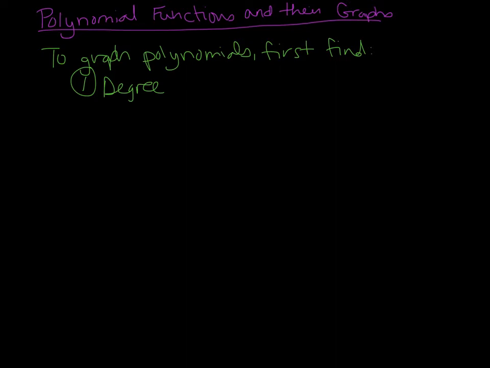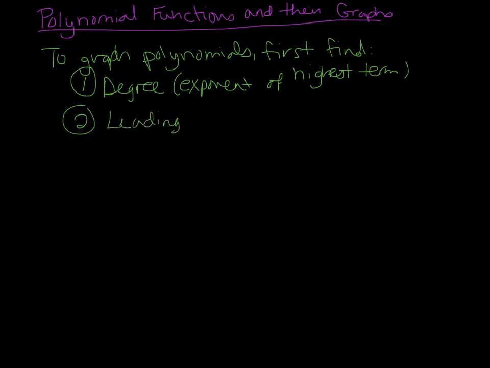Our first thing that we need is what's called the degree. And the degree of a polynomial is going to be the exponent of its highest term. And by highest term, I mean the thing that has the highest exponent. The next thing I need is my leading coefficient. My leading coefficient is going to be the coefficient of the highest term.